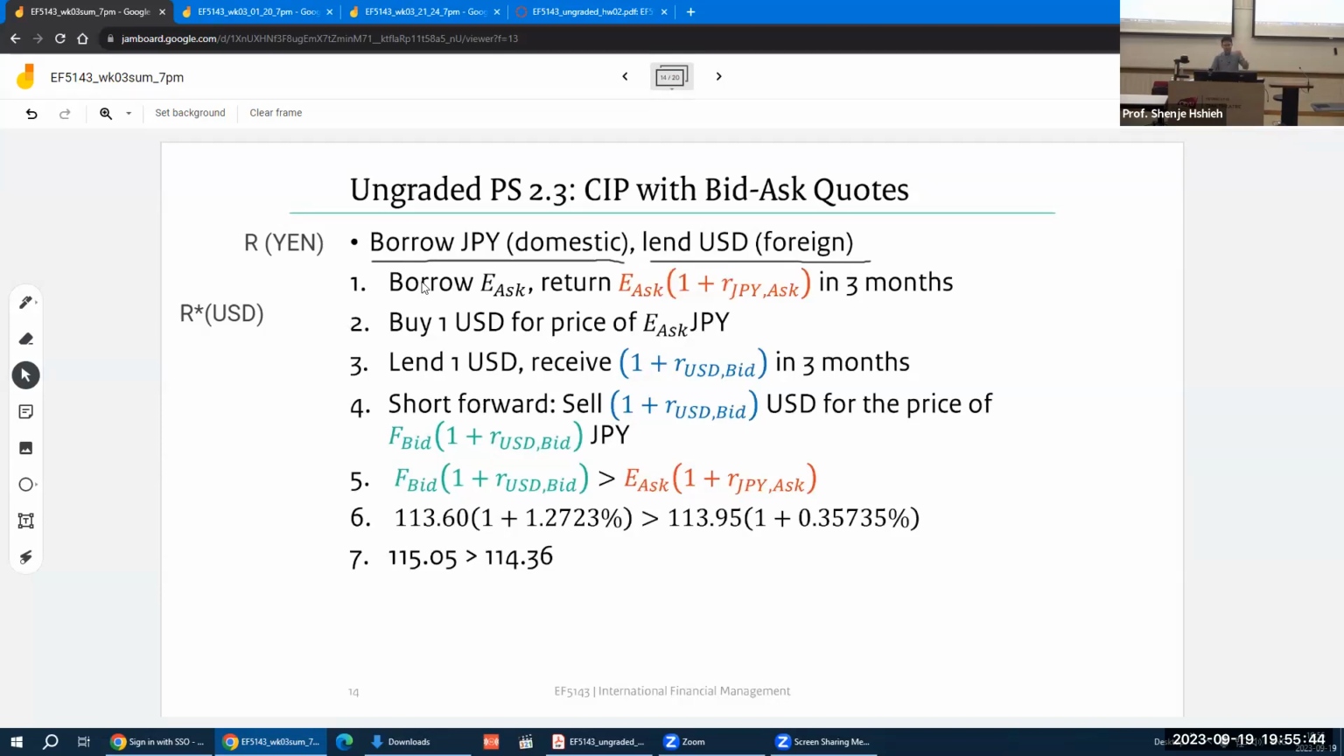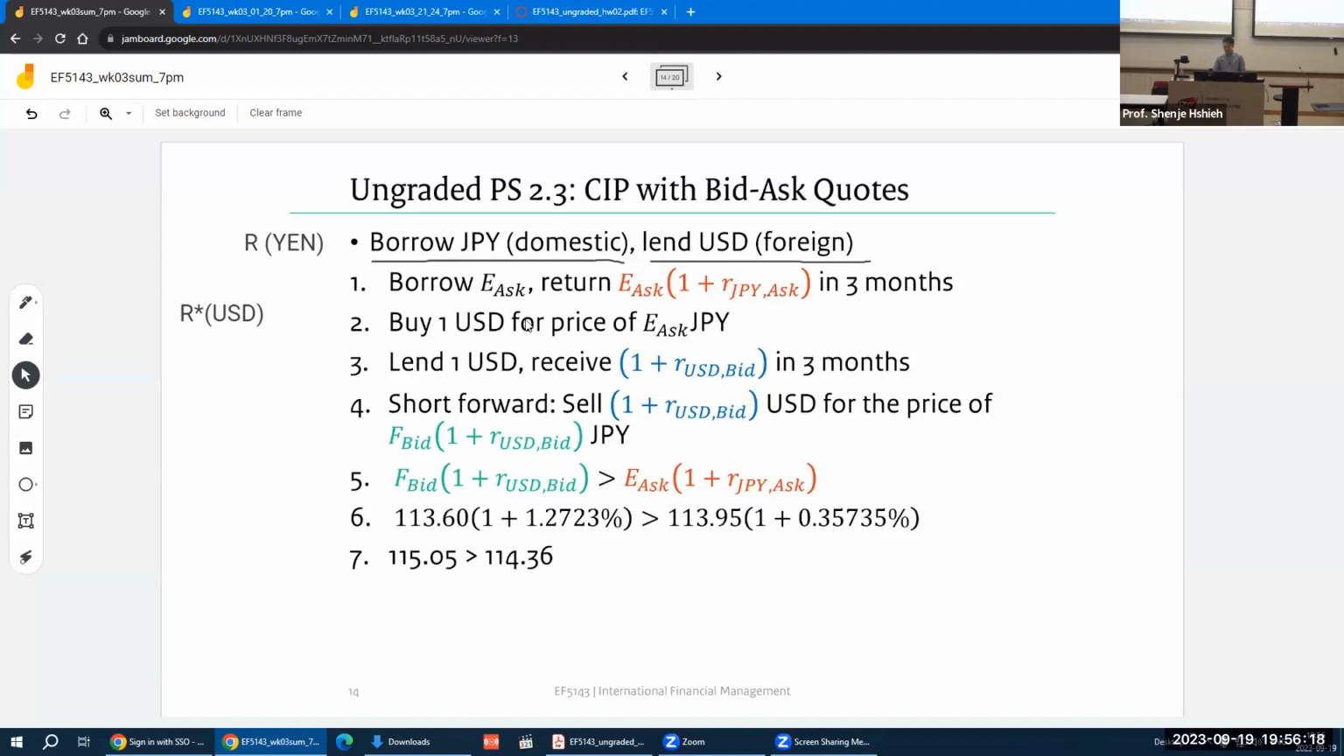So if you follow the steps from our slides, we're going to start by borrowing E amount of the domestic currency. I choose E because it's going to make the math easier. So I borrow E, and once I borrow E, I create a liability of 1 plus R, the Japanese deposit rate, times E. Now the question is, which E should I borrow at? Should it be E ask or E bid?